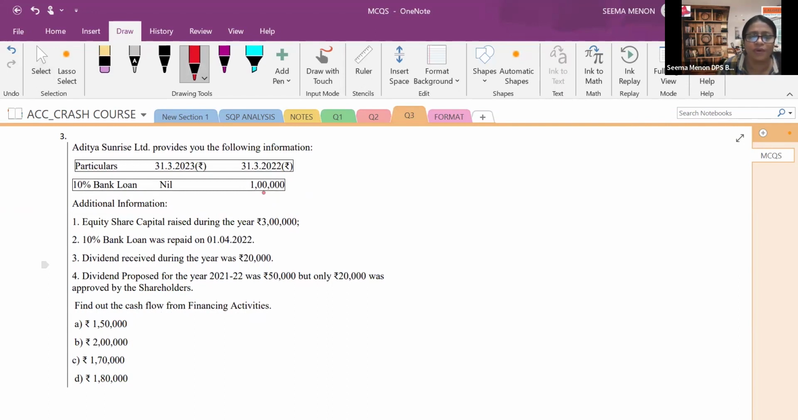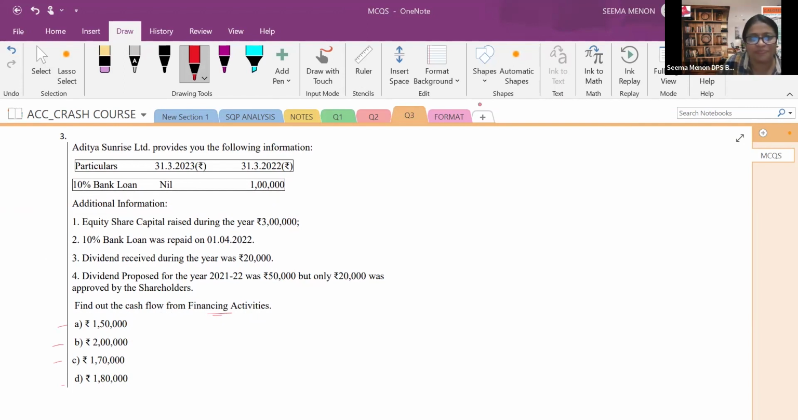That is again for 1 marker question. You can see find out the cash flow from financing activity. The answer is given as A, B, C, D. So this is a comparatively very long question, but we can take maximum 2 minutes. So we should try to complete within 2 minutes.